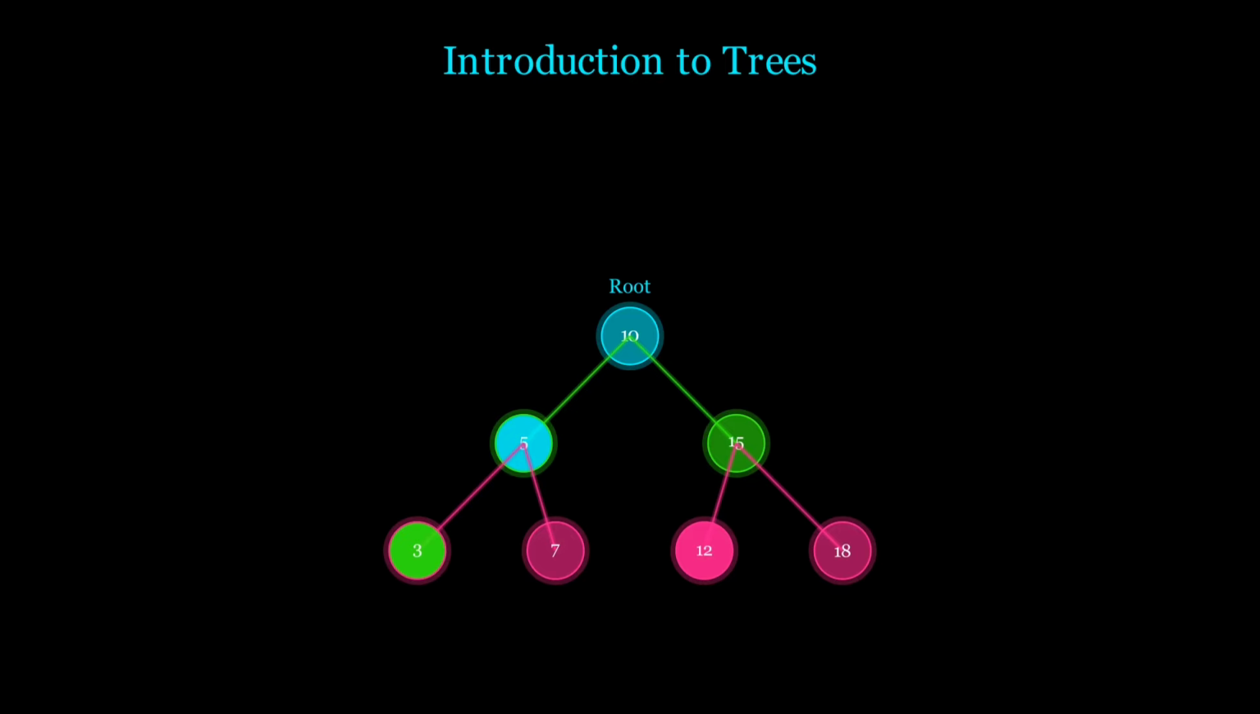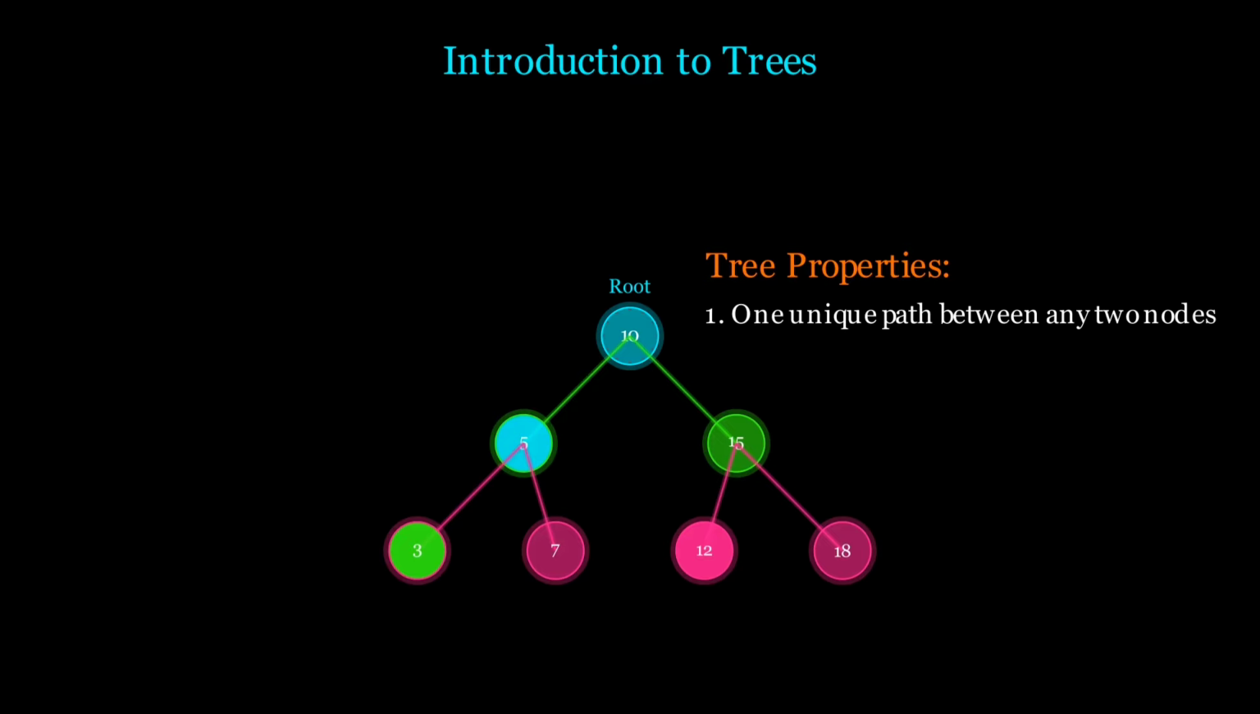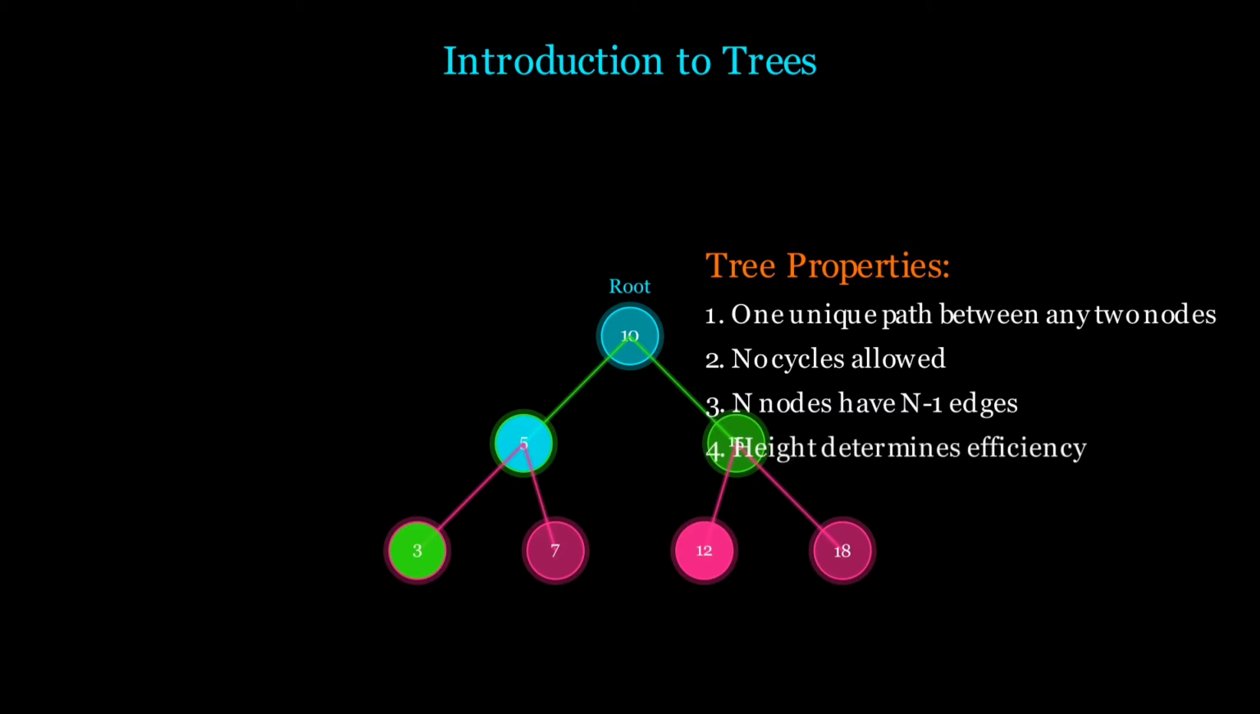Trees have some unique properties that make them powerful. 1. Unique path between any two nodes. 2. No cycles are allowed. 3. N nodes have n-1 edges. And finally, height determines the efficiency.